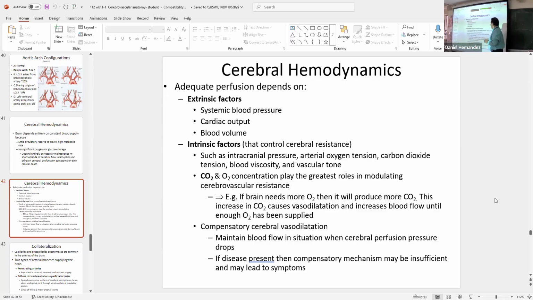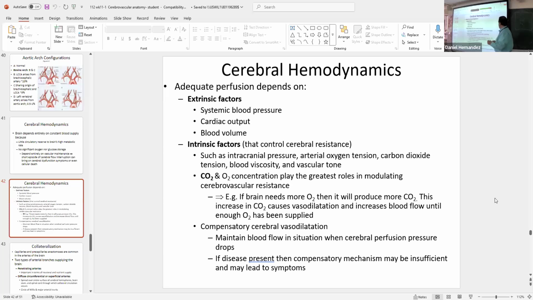There's intrinsic factors that will also control, or I want to say dictate, the amount of blood flow that gets to the brain. Things like intracranial pressure. If a patient's had a traumatic brain injury in a motor vehicle accident and now has a subdural hematoma, they're bleeding in their brain, that's putting pressure on the vasculature of the brain as there's swelling going on. That increased pressure is going to decrease flow. So they have to do things like a craniotomy, where they remove a portion of the skull to relieve some of that pressure.